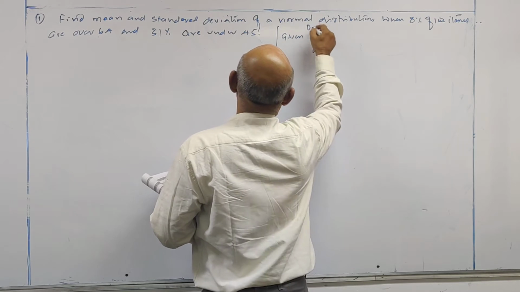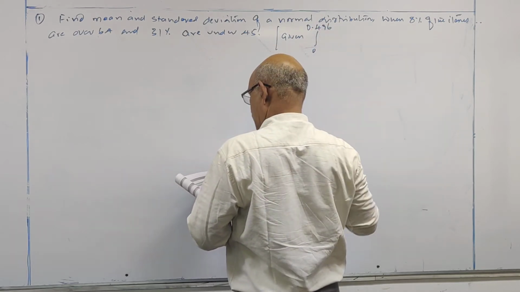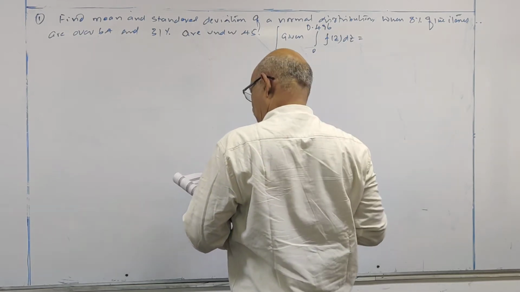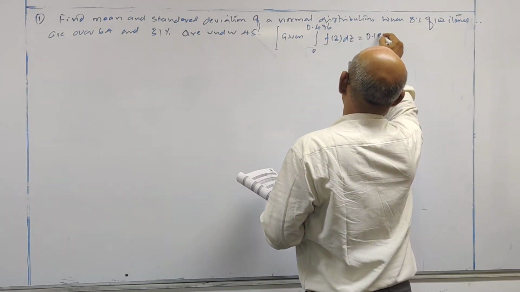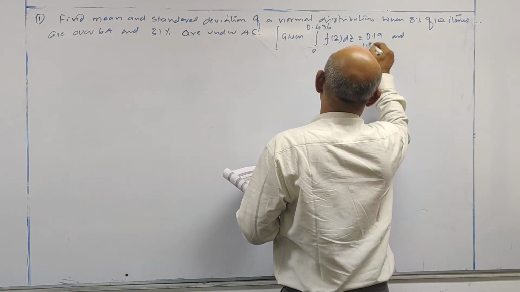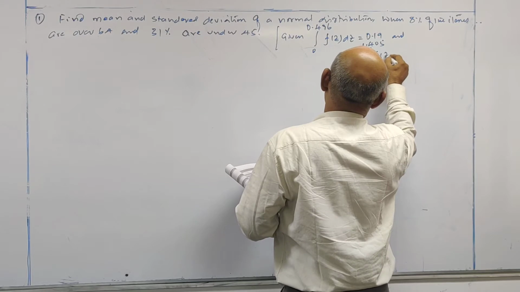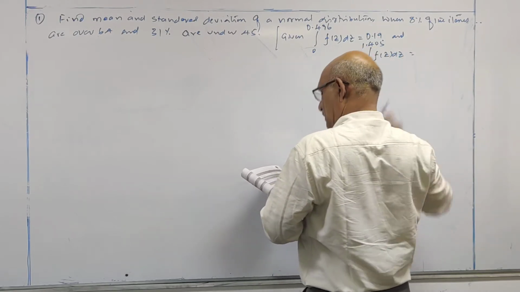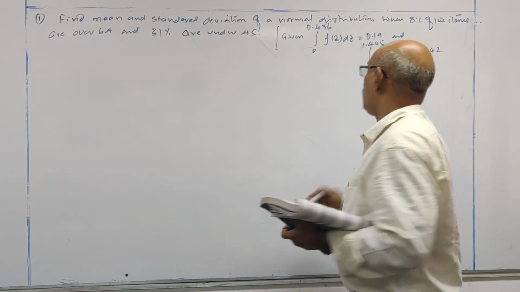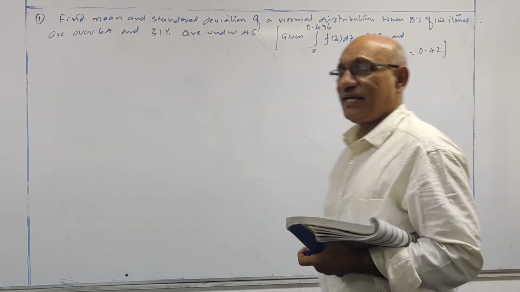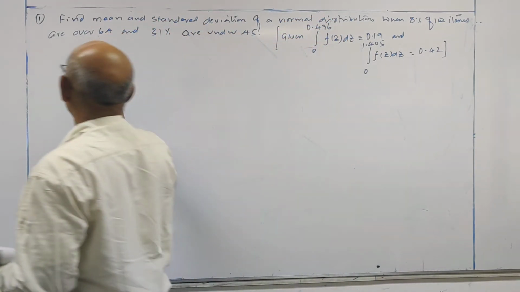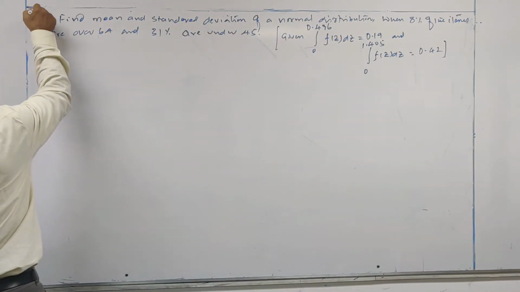integral 0 to 0.496 f(z)dz is equal to 0.19 and integral 0 to 1.405 f(z)dz is equal to 0.42. This is another notation of representing the area. Okay, this is my question. Put a star mark on this one. Put a star mark 1 or 2.